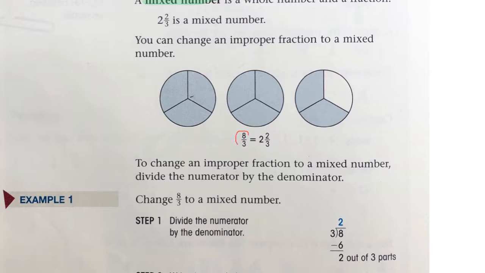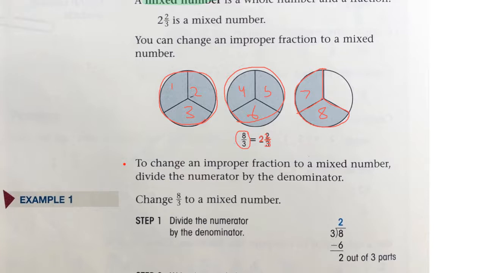So we've got 8/3. If everything is cut into thirds, here's 1, 2, 3, 4, 5, 6, 7, 8 of those thirds. But really, what we have is this whole circle, all 3 of these thirds are filled in. So we have 2 whole circles. So there is 2. And this last circle only has 2 out of the 3 thirds. So that's the fraction 2/3.